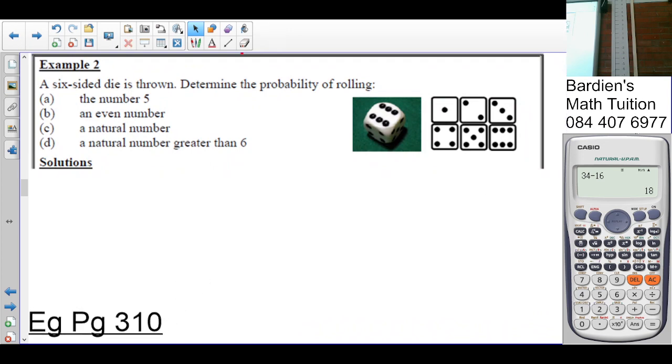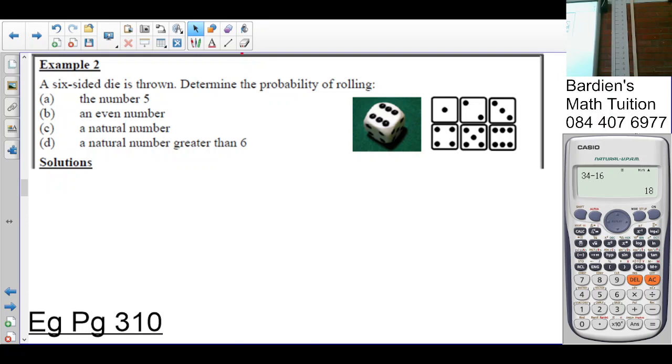Example 2. In example 2 we are told a 6-sided die. Okay, so it's one die, many dice. A 6-sided die is thrown. Determine the probability of rolling a 5.